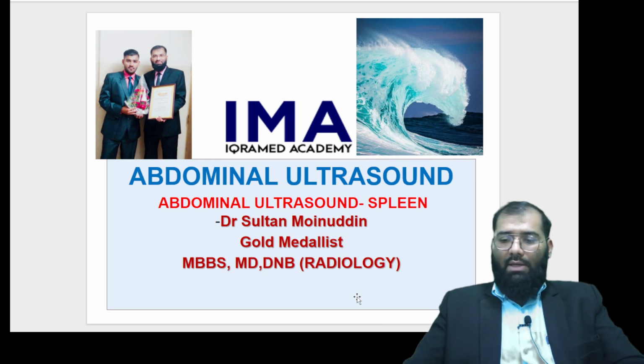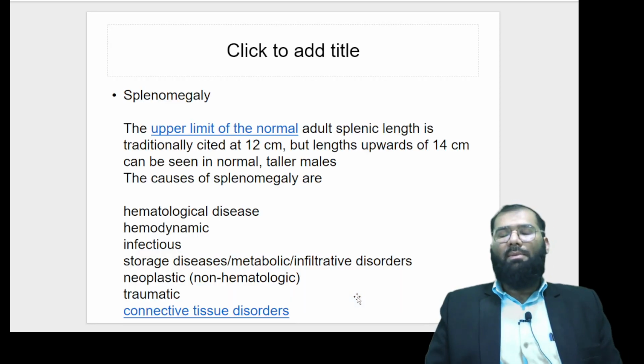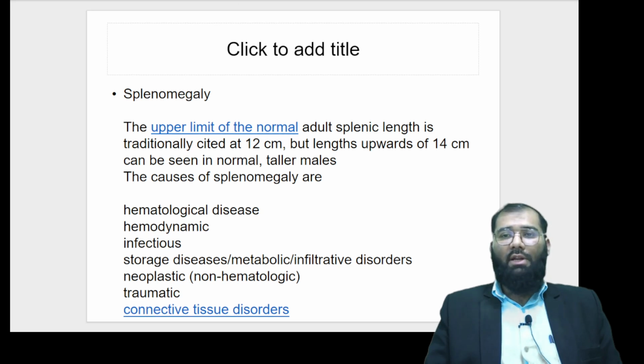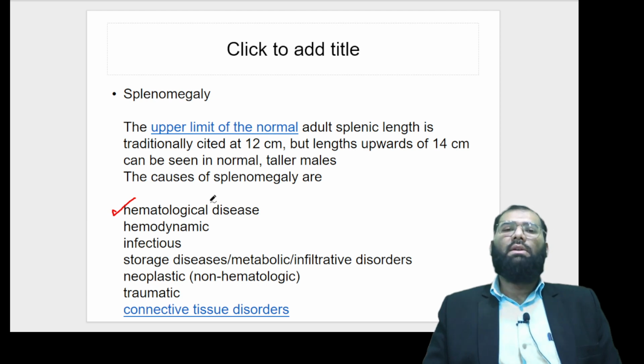On splenomegaly, there are multiple causes. You can read them from books, but I have enumerated the major ones which you should always remember. Hematological illnesses like thalassemia, because of extramedullary hematopoiesis, and all hemolytic diseases, such as hereditary spherocytosis and hereditary elliptocytosis. In cases of sickle cell, initially you have splenomegaly. All hematological diseases are very important causes of splenomegaly.